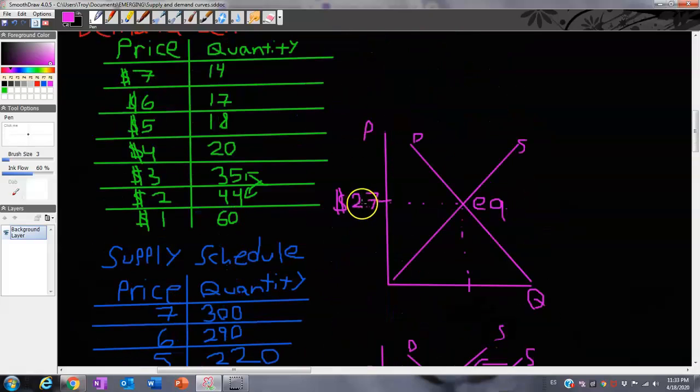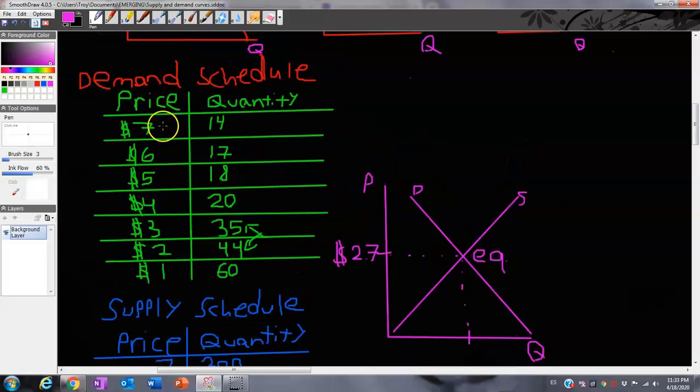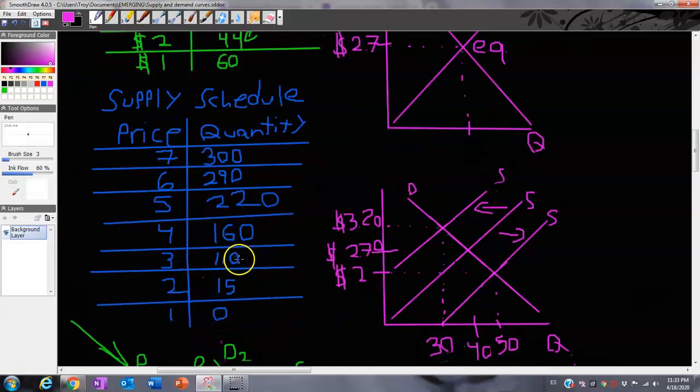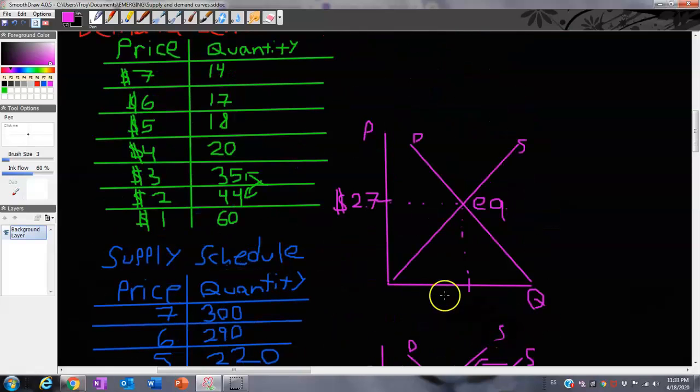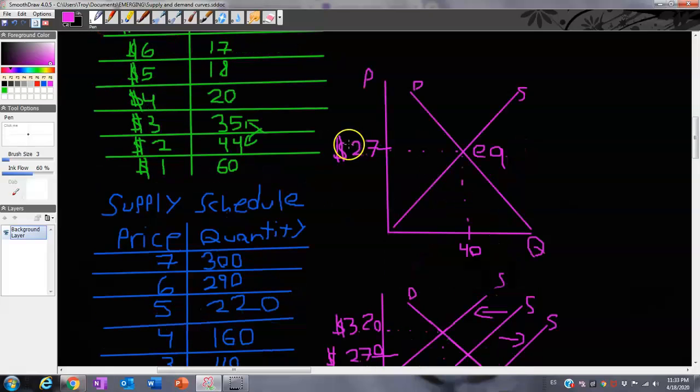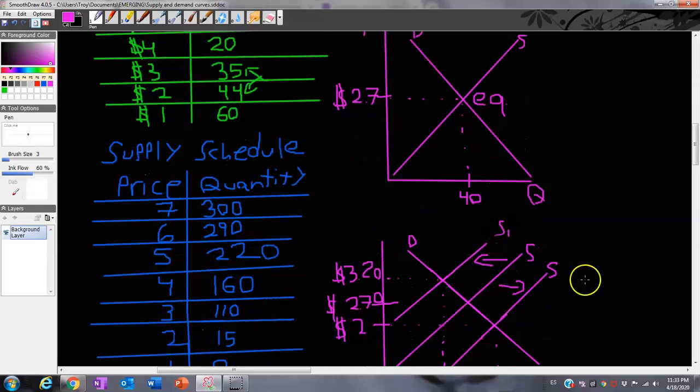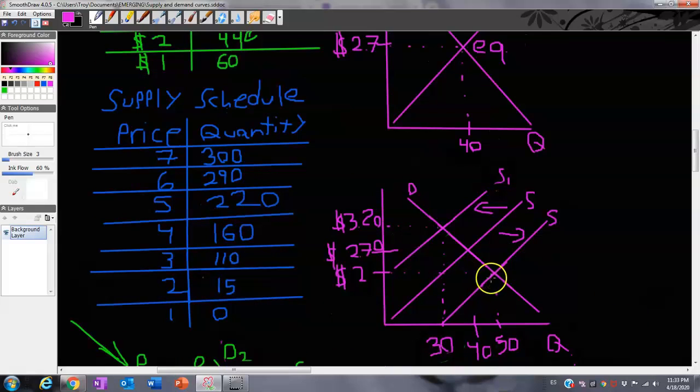Let's say that equilibrium price is $2.70 a gallon. At $2.70 a gallon, the quantity demanded and the quantity supplied will be equal. So we would find that at $2.70 we would have 40 gallons of gas. Okay? This would be the equilibrium, EQ, right? All right. However, let's say OPEC decides to constrict the supply. Now, of course, if OPEC lowers the supply, that's not going to affect your demand schedule, because most consumers don't even know what OPEC is.